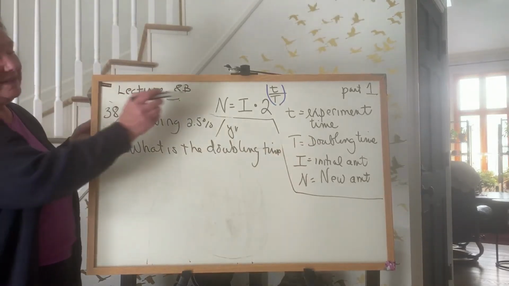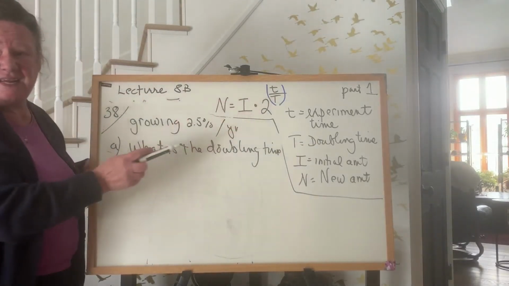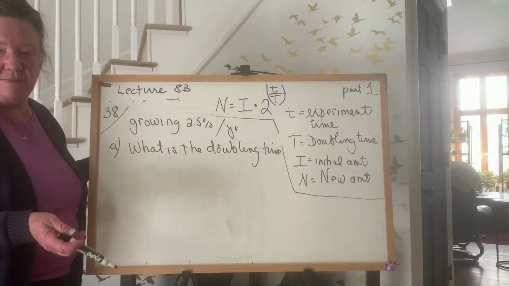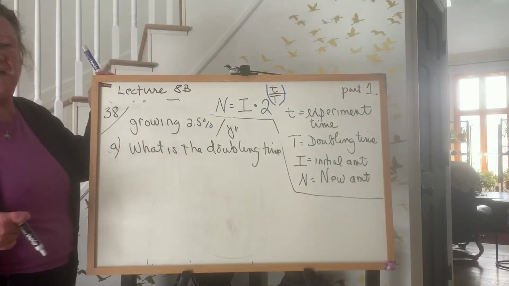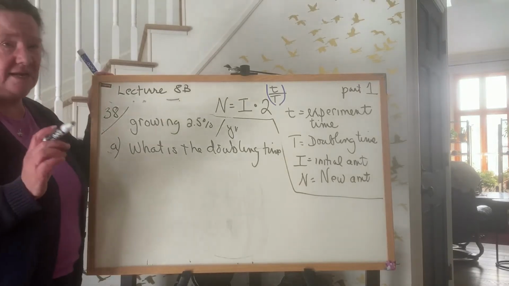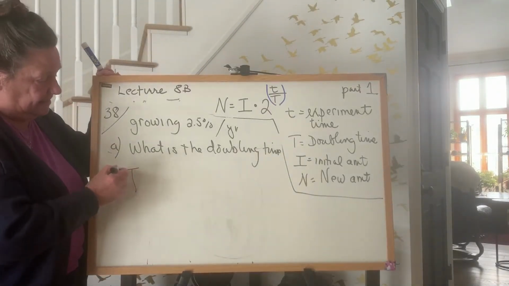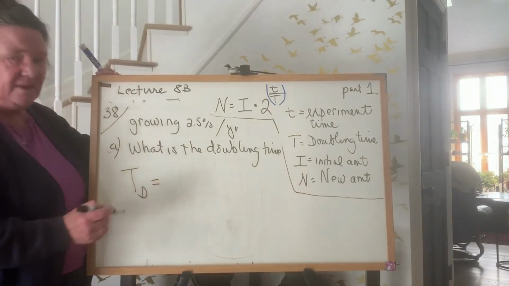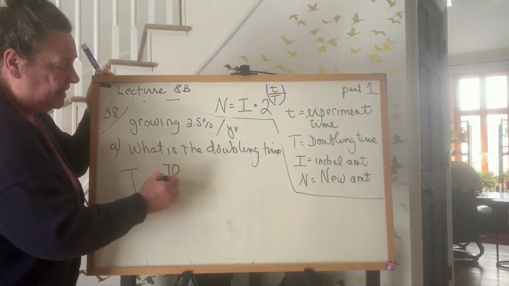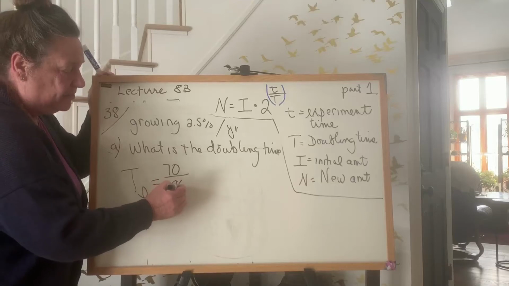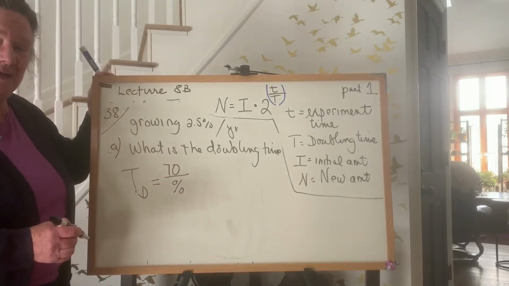Well, in this problem, the capital T, you already know the doubling time. This problem is asking you to find the doubling time. And this is a really handy dandy little formula for the time to double.